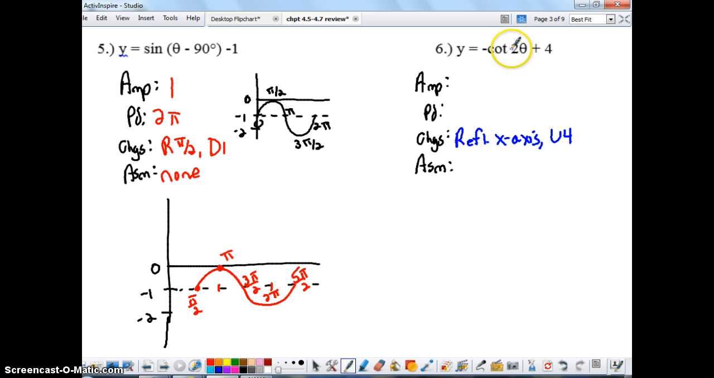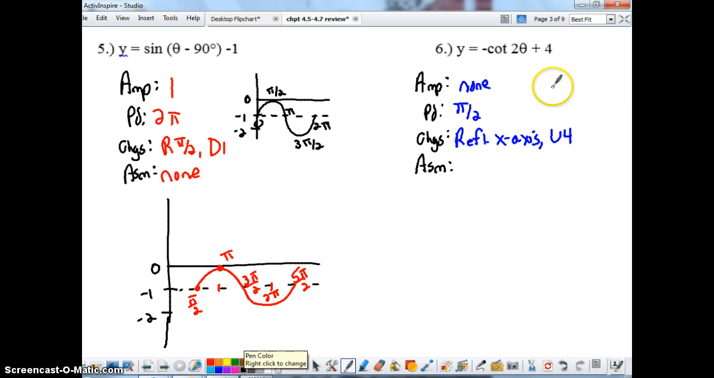Period here is going to change. Typically, it's pi, and that is going to be divided by 2, so that's going to be pi over 2. There's never an amplitude for cotangent. All right, so when I do this, I'm really going to be taking a cotangent graph, flipping it upside down, and I'm moving it up 4, and I'm making it thinner. So there's a whole bunch of stuff going on here.